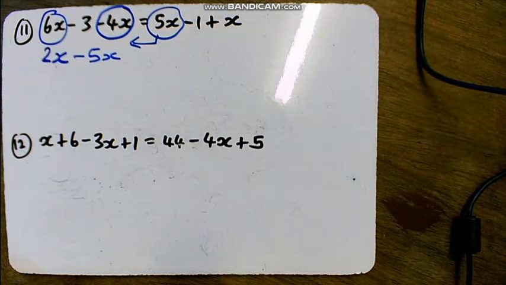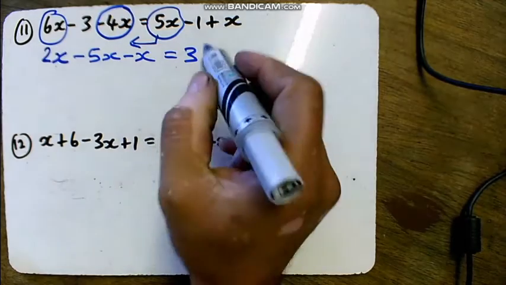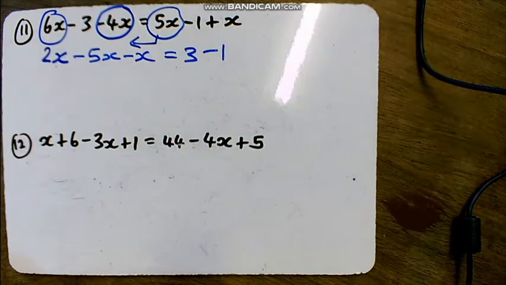Then we have another x. Can you see it? It will become minus x. On the left hand side we have minus 3. Take it over to the right hand side, we'll get plus 3. We also have minus 1 on the right hand side. Okay? So we got 2x minus 5x minus x.